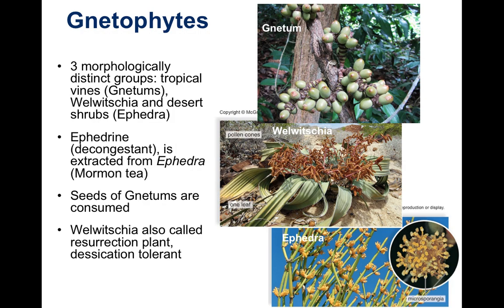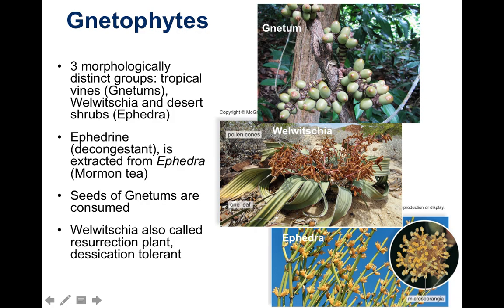Okay, next up are the gnetophytes. The gnetophytes contain 3 really unique groups of plants that don't look at all alike. So the first group are going to be the gnetums. These are tropical vines, and you can see they produce the seeds directly on the plant. It's kind of similar to the ginkgo. These are actually eaten too. Most of these gnetums have edible seeds, so people will collect these where they grow native and consume them.